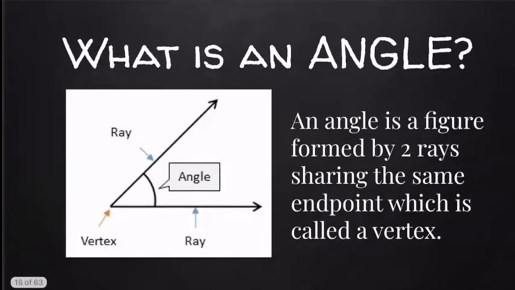So how do we define an angle? Basically, an angle is a figure formed by two rays. So that's one ray and another ray, sharing the same endpoint, which we call a vertex.